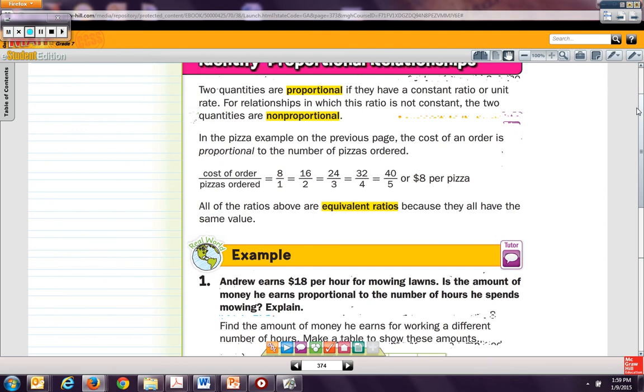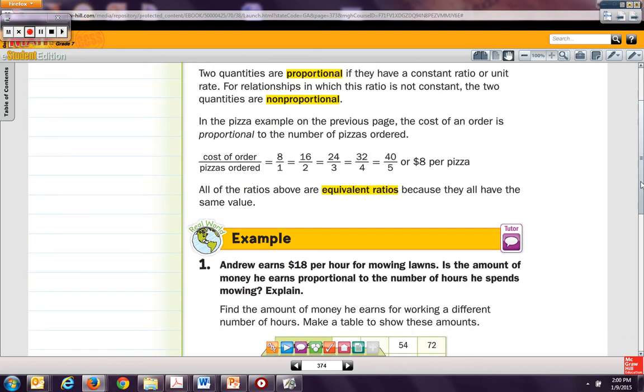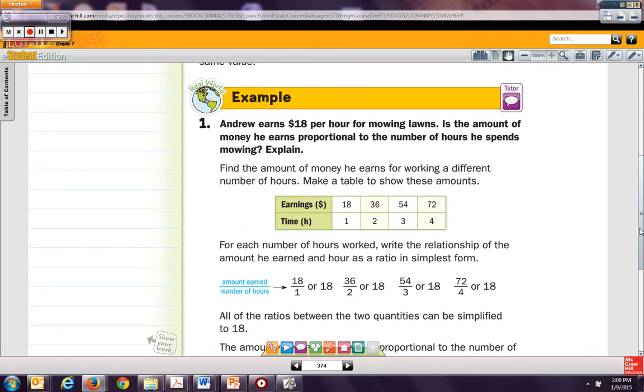Non-proportional would mean that it is not constant, as in the deal if you buy one pizza for $10 and then you get the next pizza for $5. That is not proportional. Okay, so all the ratios above are equivalent because they have the same value. Okay, so now let's talk through this example here.